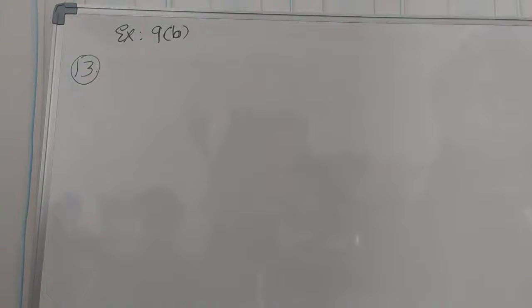Hello all, dear students. In the last video we completed exercise 9b up to question number 12. Now let us start with question number 13. Find the middle term of the sequence formed by all the numbers between 9 and 95.